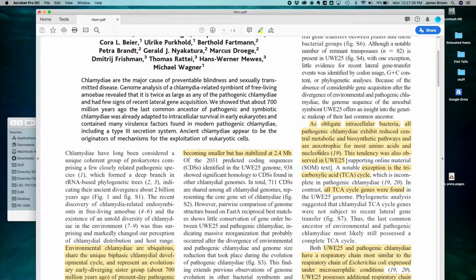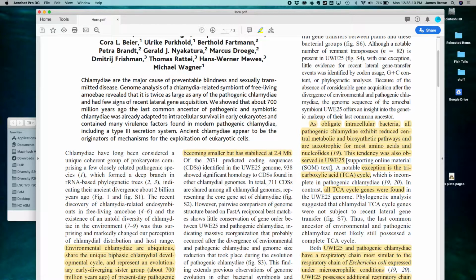Let's see. It's an obligate intracellular bacterium, like all of them, and it has reduced metabolic capabilities like other chlamydia. But it does have a complete TCA cycle. And it needs this to make a bunch of amino acids that the pathogenic chlamydia don't make. They make the argument later on here is that they, well, no, right here, that they're auxotrophic. They require in their diet, if you will, most amino acids. But the reality is UWE25 makes a lot more amino acids than the pathogenic chlamydia does.